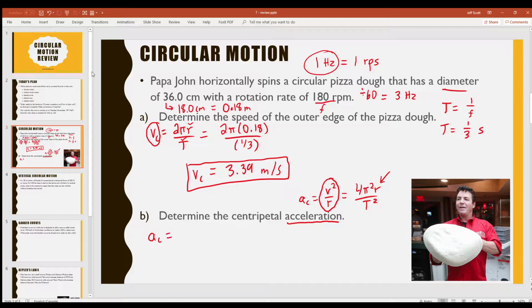aC is going to equal v squared, which will be 3.39 squared, divided by r, which is 0.18. Throwing this in my calculator takes 2 seconds. You get, to 3 sig digs, 0.638. And of course the units on this, because we put in standard units, we put in the meters per second, we put in meters, it should spit out an acceleration in meters per second squared.